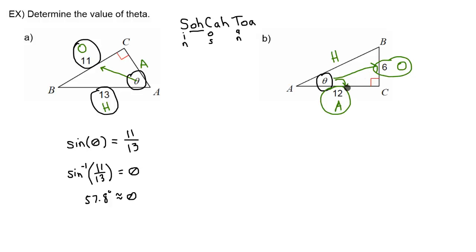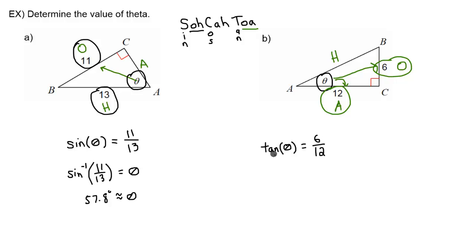We're going to use the two sides where we know the values. So opposite and adjacent, it looks like we're going to use tangent. So I'm going to set up that equation. We're going to have tangent of theta equals 6 over 12 because 6 is the opposite side and 12 is the adjacent side.